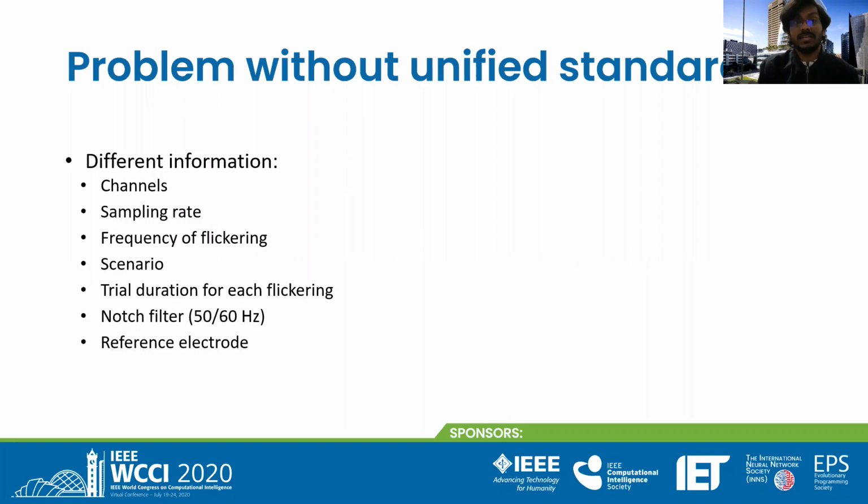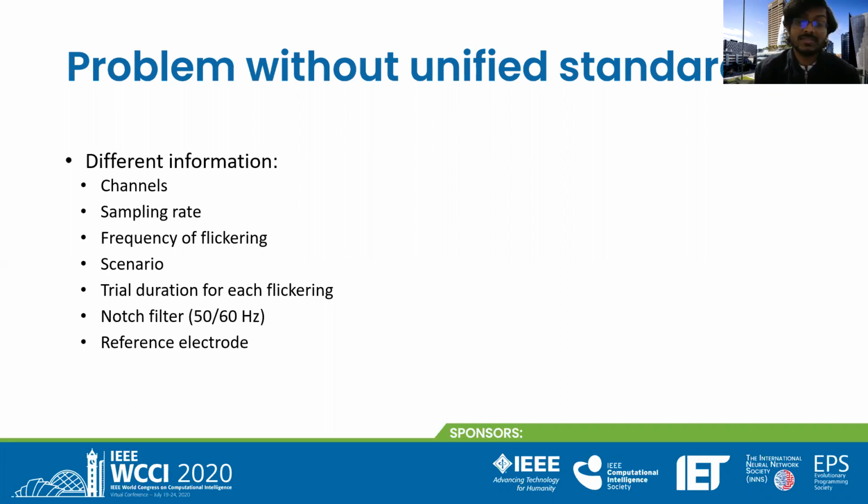Some of the problems are that there is different information which he needs to dig out from the data set. For example, how many channels have been used, what sampling frequency was used, what the frequency of flickering is and how many such frequencies there are, what the scenario looks like, and what the trial duration in the data set is. Whether there's a notch filter of 50 Hertz or 60 Hertz depends highly on the country where the data set was collected, and also the reference electrode.